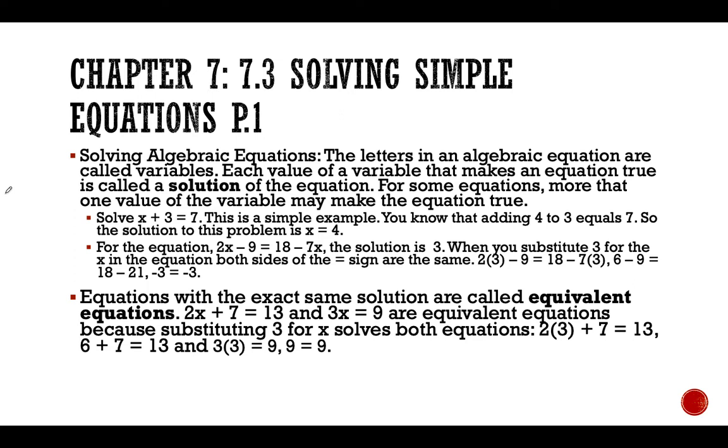Equations with the exact same solution are called equivalent equations. 2x plus 7 equals 13 and 3x equals 9 are equivalent equations because when you substitute 3 for the x's in both equations, it solves both equations. 2 times 3 plus 7 equals 13, and 3 times 3 equals 9. 9 equals 9.